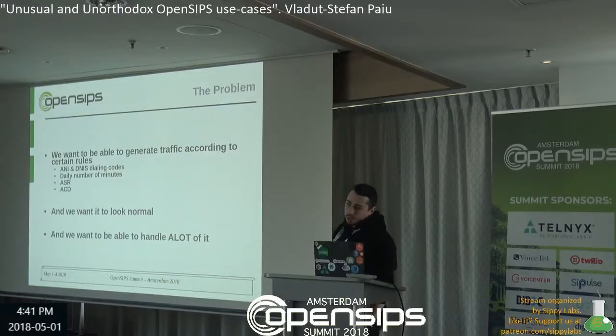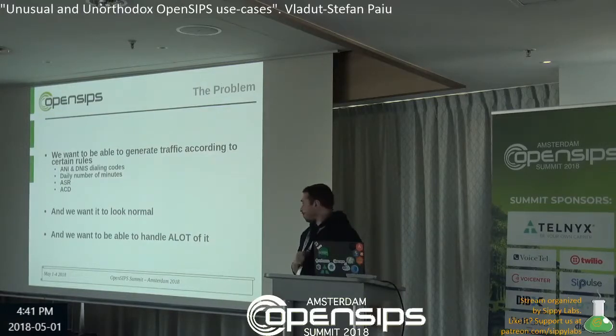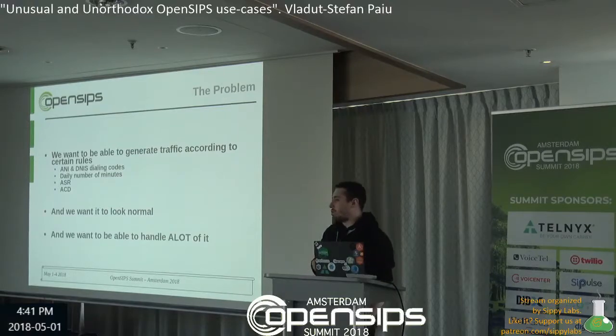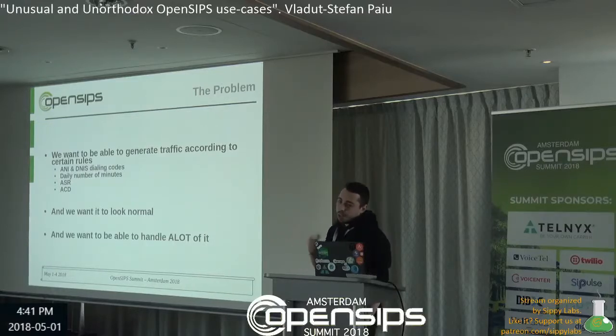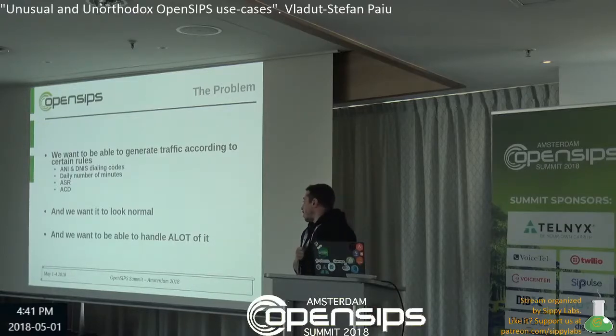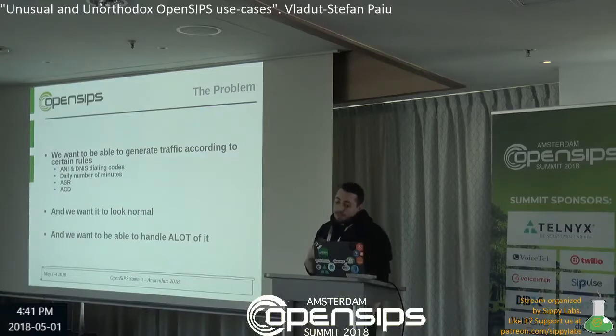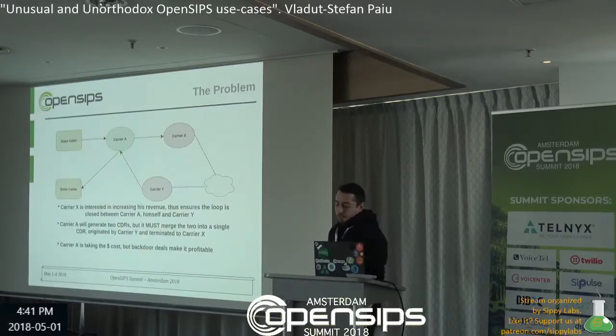I wanted to have this ASR and this ACD. Of course, we want the traffic to look normal. I mean, kind of die out in the night and then grow up until peak hours and then again die down. And we want to be able to handle again a lot of it, talking about millions of generated minutes per day. And while I was asking more about why do you need this? I mean, could we use something else or something like that?